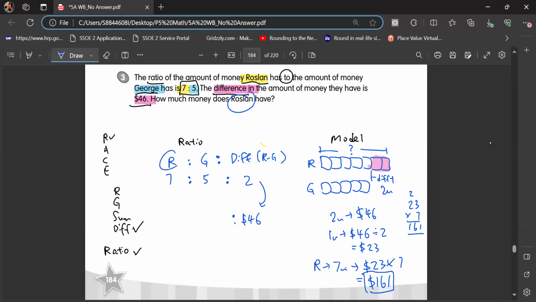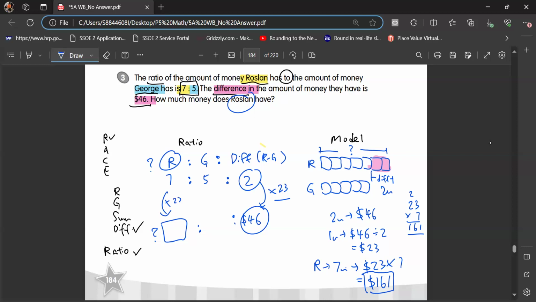So I asked for Mr. Roslan as the question mark. So is this part here. So I need to figure out how did these 2 units become $46, which works the same way as I'm writing times 23. So I multiply 23 here, which will give me the same answer. So Mr. Roslan will be seven times 23.